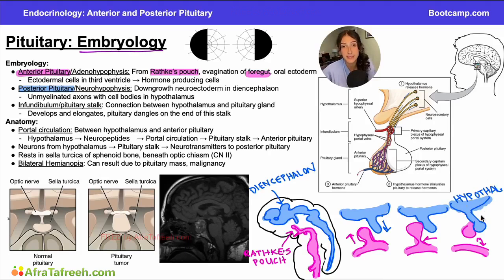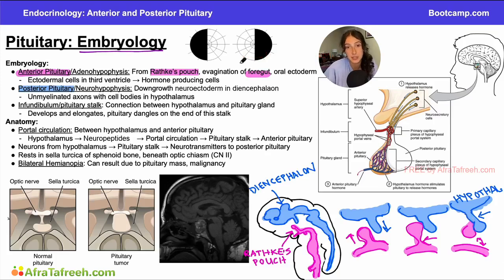So you have your hypothalamus up here, then you have this pituitary stalk, which is going to be the connection between the hypothalamus and your pituitary. See this pituitary, both the anterior and the posterior, are kind of dangling off of this pituitary stalk, and that is going to be the final form of the pituitary, completely separate from Rathke's pouch, but still attached by the posterior pituitary and the pituitary stalk to the hypothalamus.